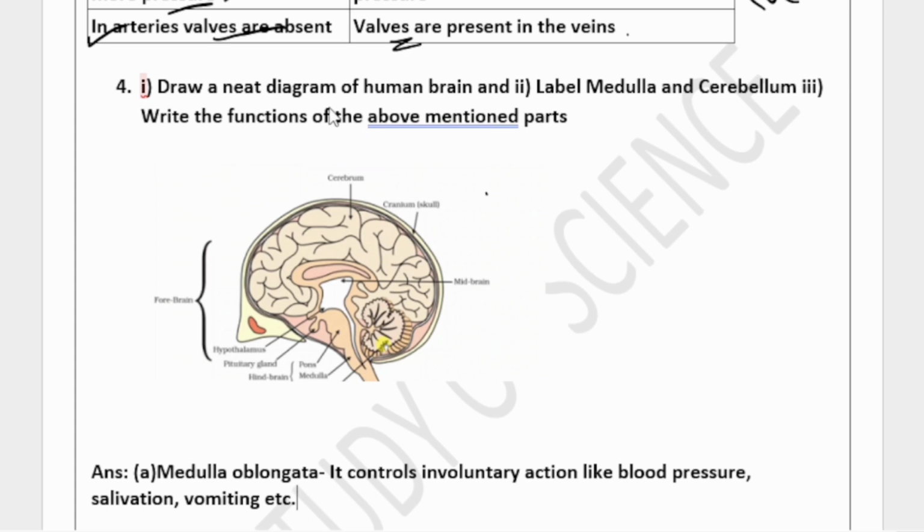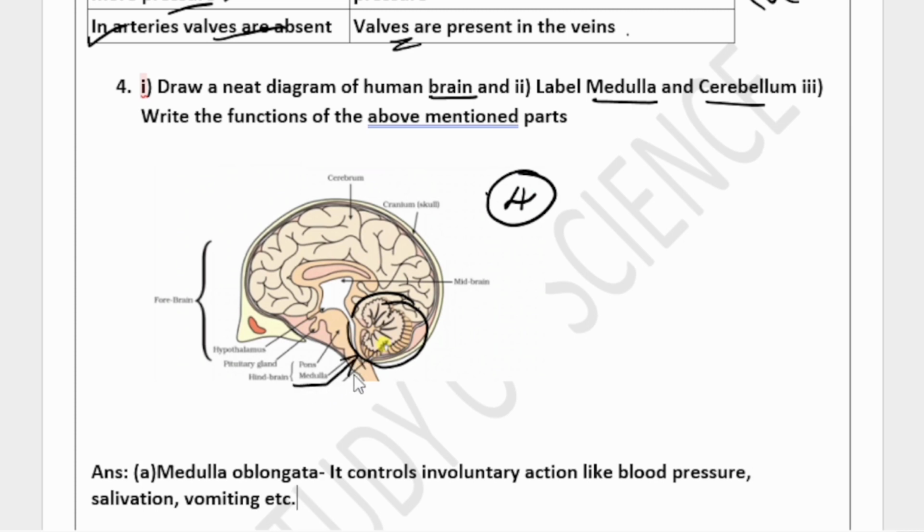So moving to the fourth question: draw a neat labelled diagram of the human brain. You can expect either the human brain or the human heart for sure. So learn it very carefully, because this will be asked for 4 marks. Here you have to draw the human brain and label medulla and cerebellum. Where is medulla? First of all, this part is called cerebellum. So where is medulla? Medulla is present in the hindbrain only, in this region.